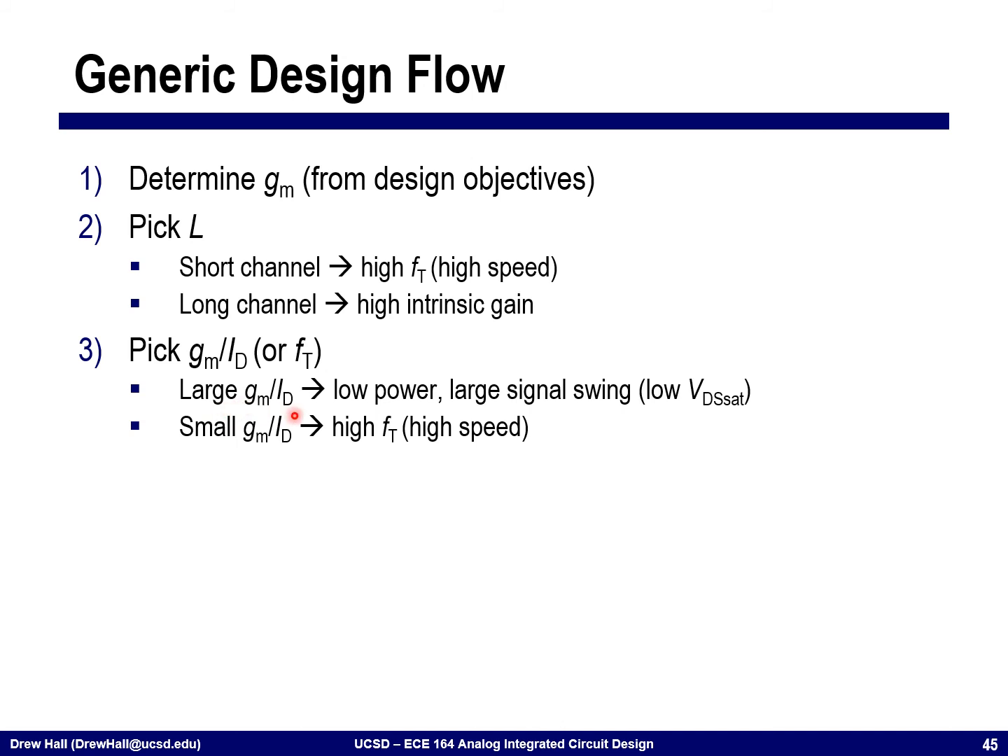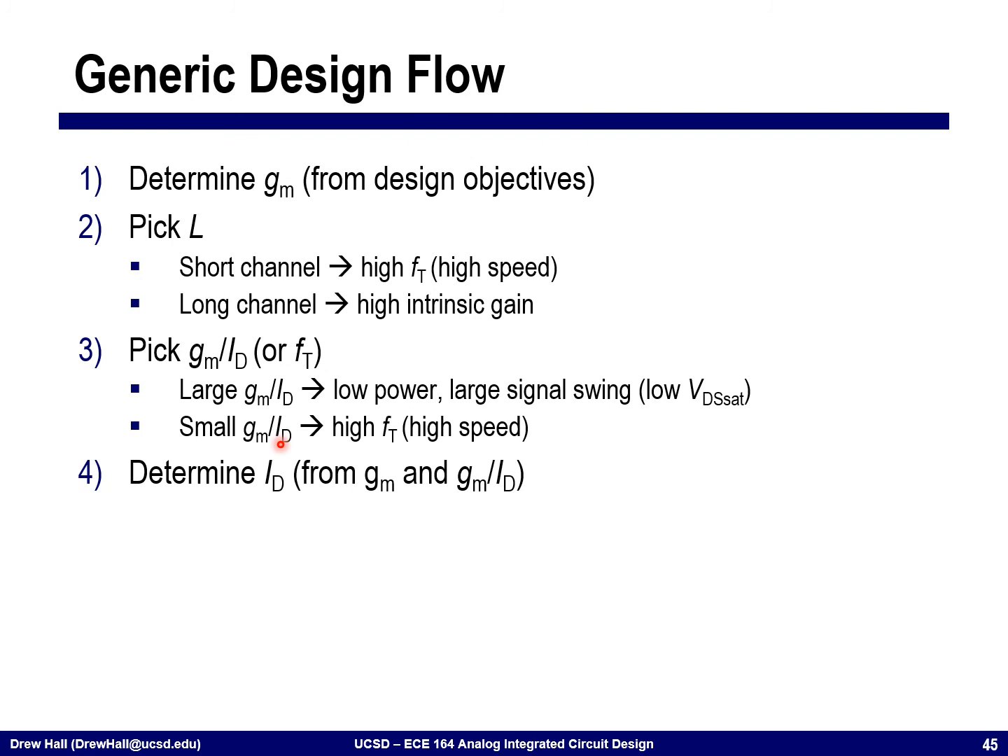Keep in mind that GM over ID is the efficiency of the circuit. Okay, and so if we have large GM over ID, that typically means that we're operating in sub-threshold. It's going to be a lower powered circuit, and we may have larger voltage swing due to our low VDS sets. On the other hand, small GM over ID is good for high-speed circuits where we're going to get a lot of FT, but we also have to spend a lot of overdrive voltage and current in order to make that happen.